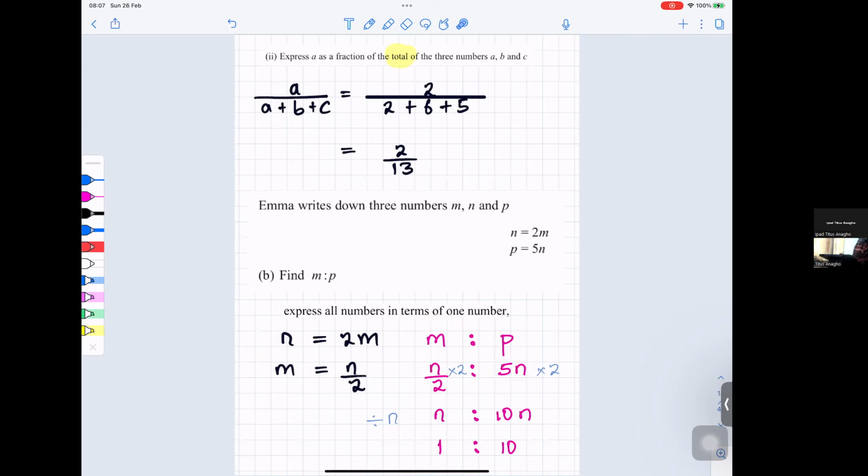So if you notice now, we have N and N. We can start to simplify. You can multiply the left by 2 and multiply the right by 2. 2 times N over 2, the 2 will cancel. You're left with N. 5N times 2 gives you 10N. And if you divide by N, N divided by N is 1. And 10N divided by N is 10. The N will cancel. So it's 1:10.